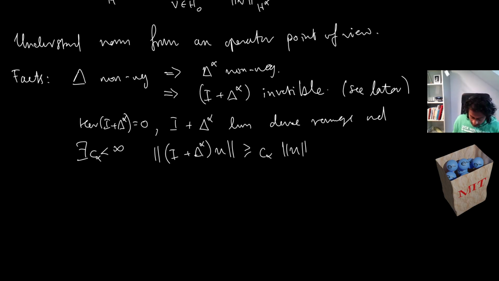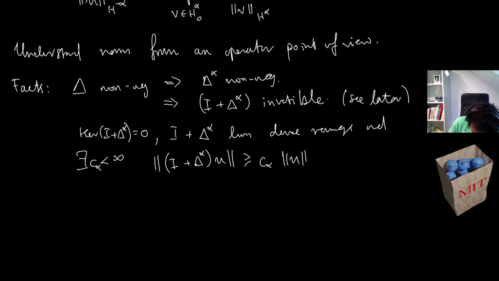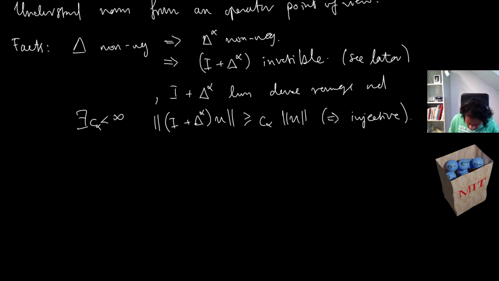But what's really important, yes? Yes, you're right. The question was, doesn't injectivity follow from this inequality? That's true. So I should just say this implies injective. Sorry, yes, that's of course true. All right, so we have an injective operator which has dense range. So it has a unique bounded inverse.